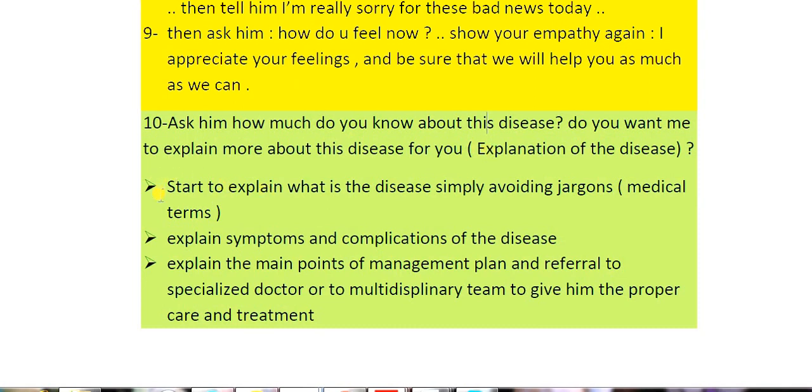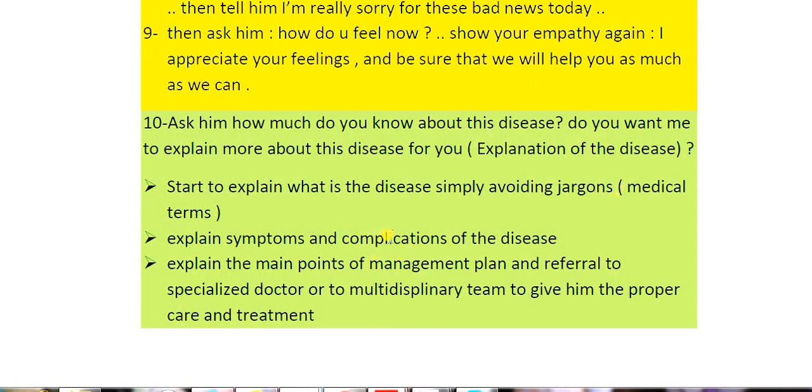You have 3 points you have to cover in the explanation of the disease. Start to explain the disease simply, avoiding jargons. Jargons means medical terms. You have to avoid medical terms completely. And explain the disease simply for the patient with simple words. Don't push a lot of information for the patient which is not needed.